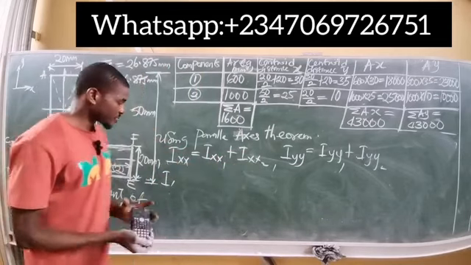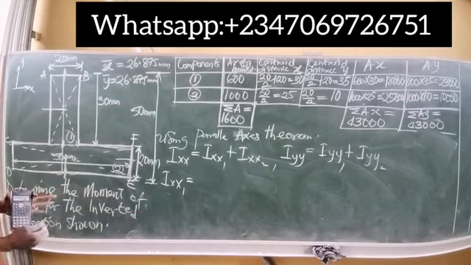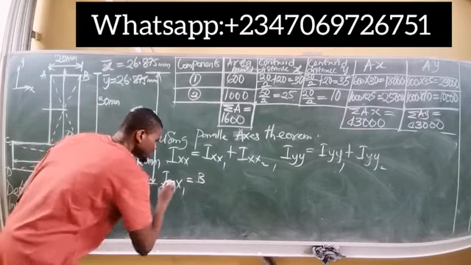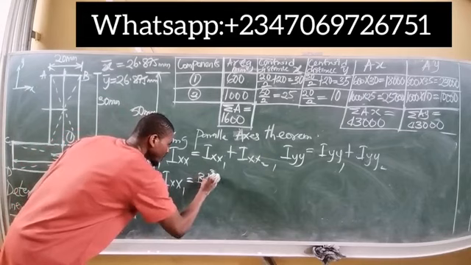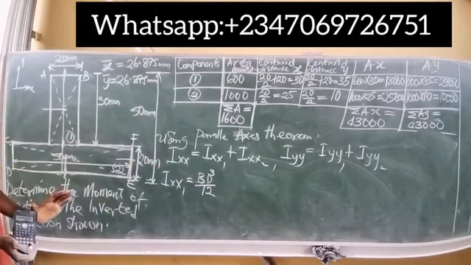This is the parallel axis theorem. Now, Ixx1, like I said, is simply the moment of inertia for the first shape. And what is this moment of inertia? It is simply the width, which is b, times the depth cubed all over 12. This is the moment of inertia for every rectangular section.